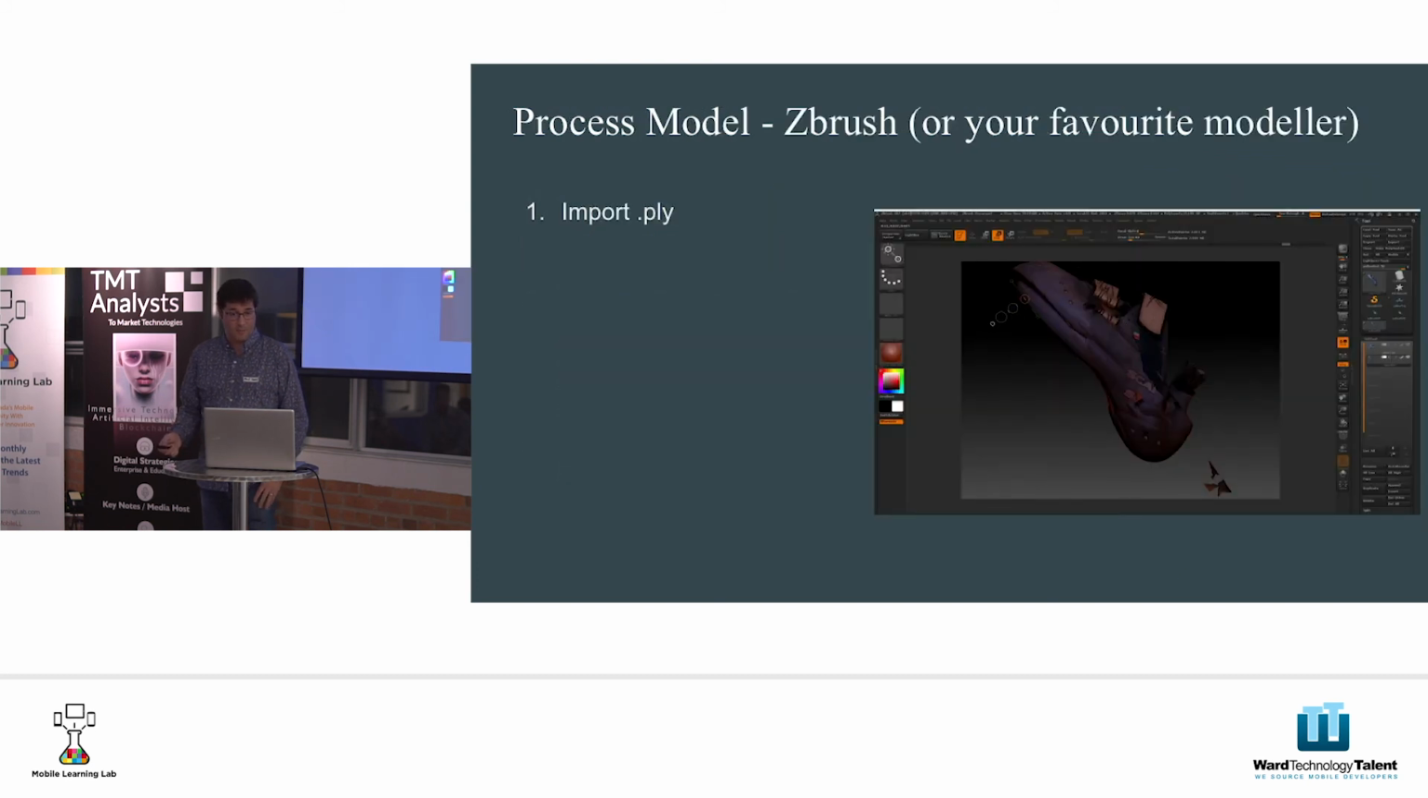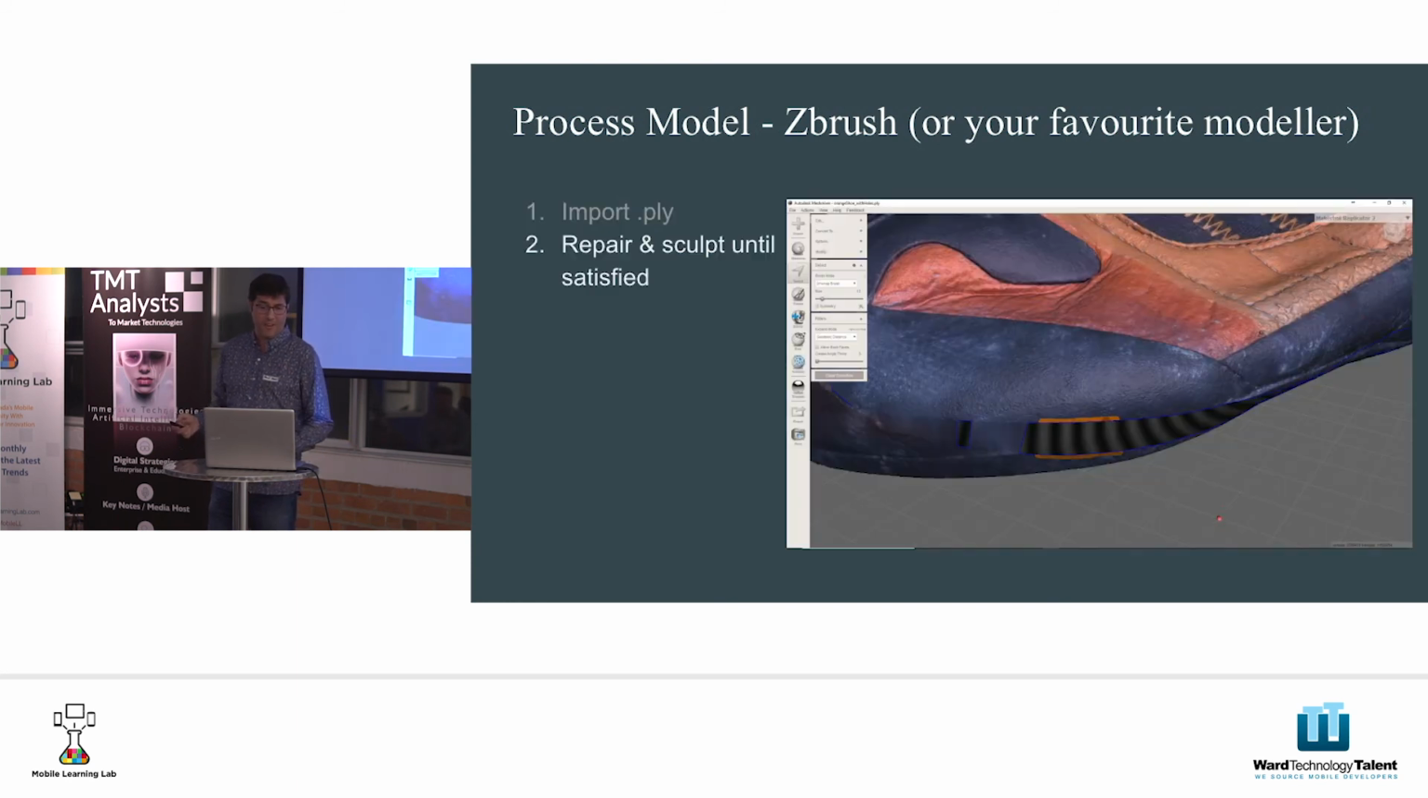Now I'm bringing the whole model into my modeler, and I'm fixing little problems with it. Here, the half scans I had, I missed a little area, and you can see that I'm building in that little seam there.